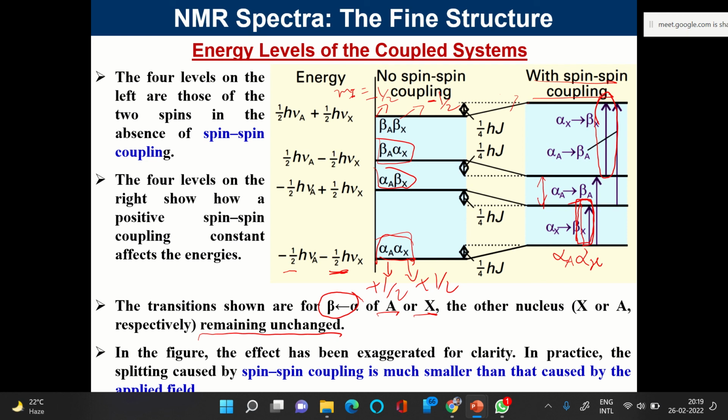So the splitting that you see due to spin-spin coupling is much smaller. It has been exaggerated here only to show the difference. You can clearly see it in pictures you can draw, and it shows very well. Only for that purpose has a slightly greater separation been shown. In reality, the splitting caused by this J is always less, and there is greater splitting due to B naught, that magnetic field.